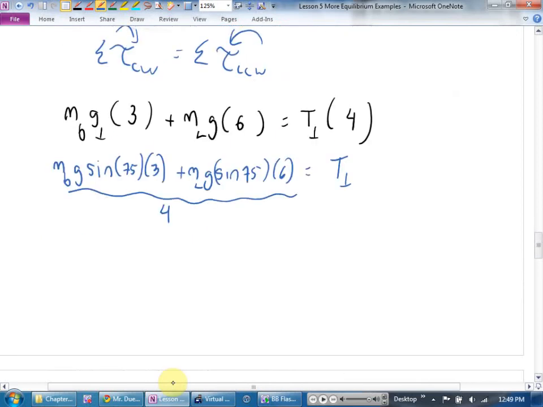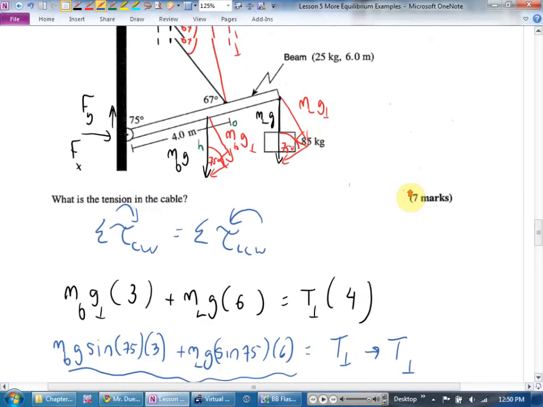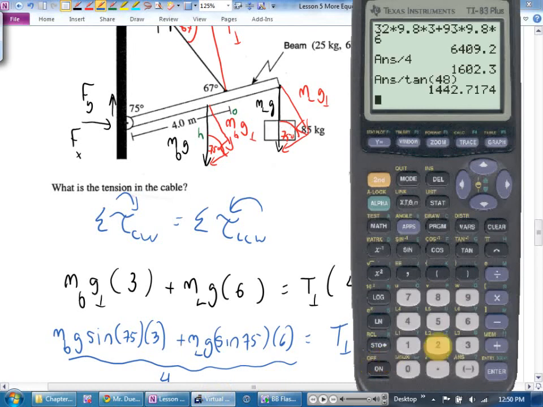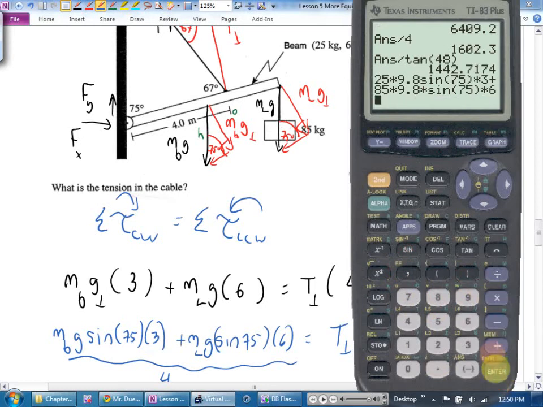What does tension perpendicular end up being when you go mass of the beam times g times sine 75 times 3, plus the mass of the load times g times sine 75 times 6, divided by 4? Let's see, Mr. Dueck. Beam is 25. 85. Okay, I can get this. Times 9.8 sine 75 times 3. And 85 times 9.8 times sine 75 times 6. One, three, eight, 4.41, 3.